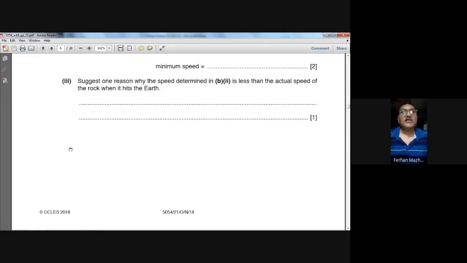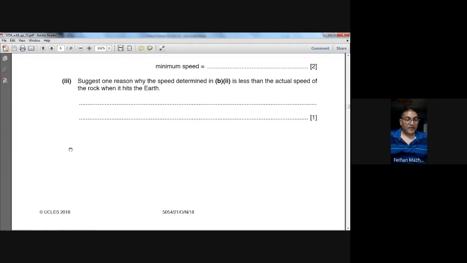Okay, so third part. Suggest one reason why the speed determined in the B second part is less than the actual speed of the rock when it hits the earth. You know, when the rock hits the earth, it will not just raise the temperature. The energy which we just calculated in the first part was the energy to raise the temperature of that rock by 25 degrees centigrade.